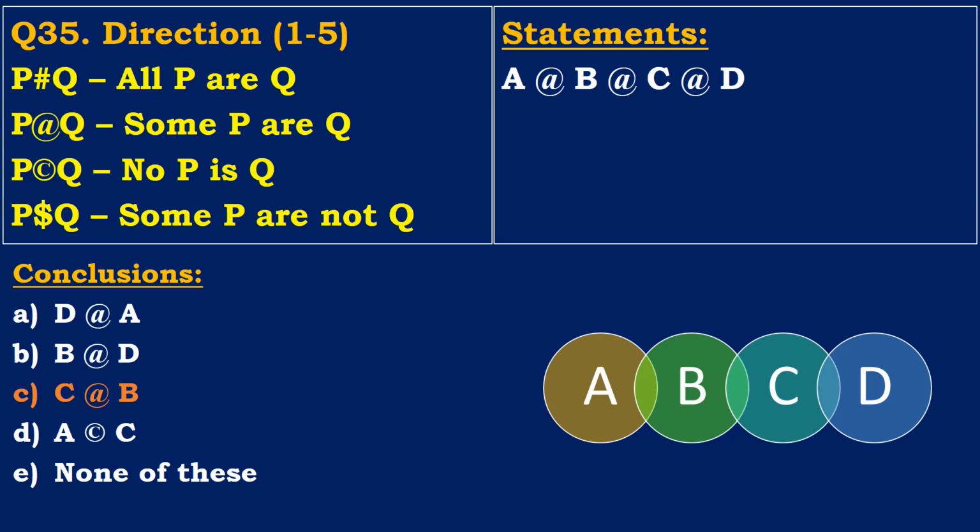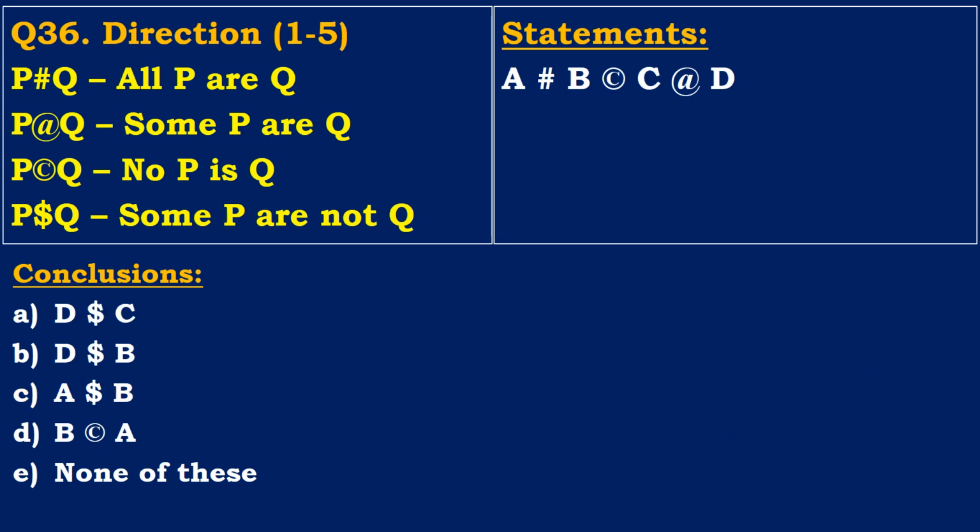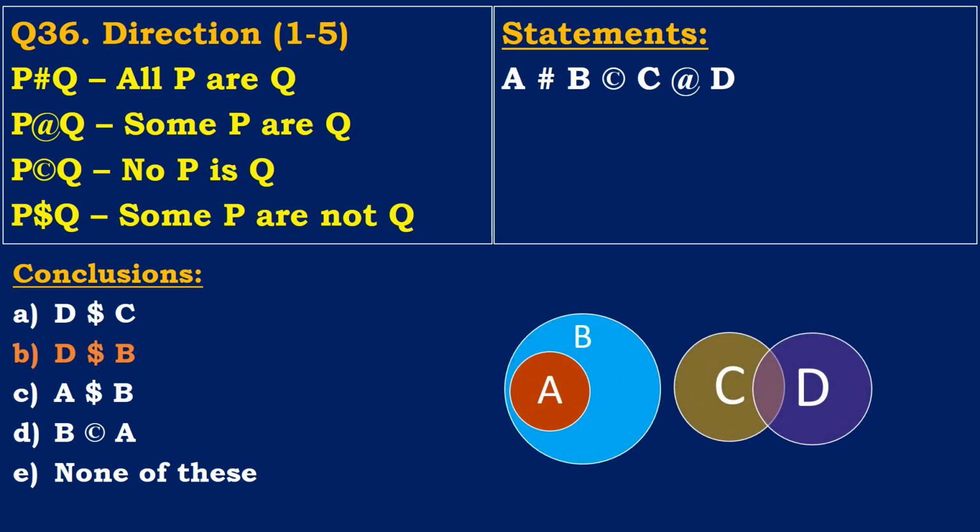Challenge 36. A # B © C @ D. Conclusions. D $ C, D $ B, A $ B, B © A, none of these. D $ B. This conclusion can be logically deduced from the given statements, as there is no direct relationship between D and B or B and D, so there is a possibility of some D are not B. Therefore, D $ B follows the given statements.